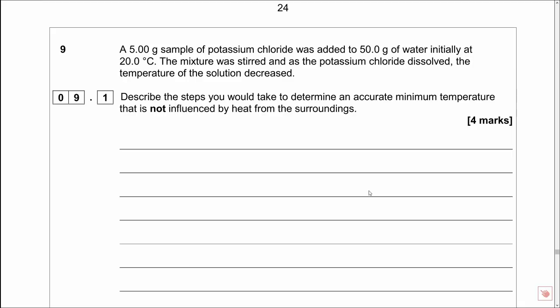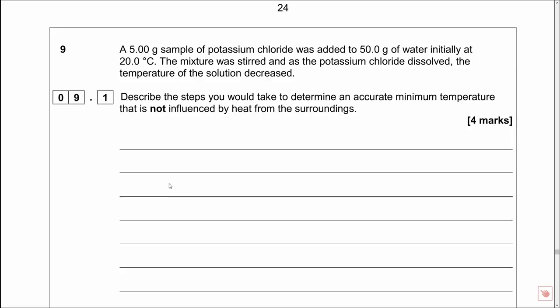Question 9. A 5 gram sample of potassium chloride was added to 50 grams of water initially at 20 degrees Celsius. The mixture was stirred, and as the potassium chloride dissolved, the temperature of the solution decreased. Describe the steps you would take to determine an accurate minimum temperature that is not influenced by heat from the surroundings.